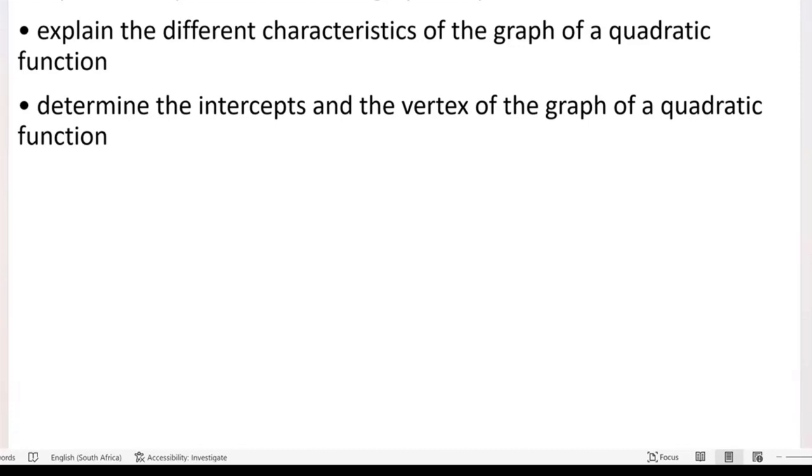First thing, when you're talking about quadratic functions, there are three forms that we need to think about. Okay, the first form, we can talk about the standard form.